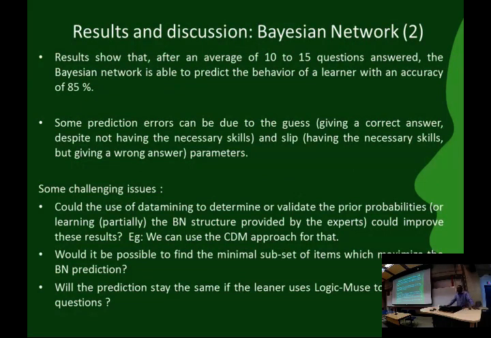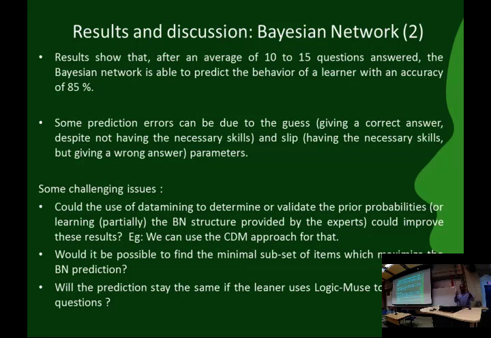Results show that after an average of 10 to 15 questions answered, the Bayesian network is able to predict the behavior of a learner with an accuracy of 80%. Some prediction errors can be due to the guess and slip parameters of the questions, so some challenging issues remain. We can, of course, improve that network.